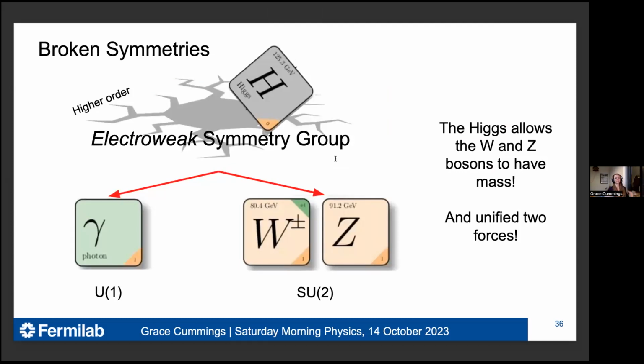And it turns out that the Higgs is what allows the W and the Z bosons to have mass. The Higgs boson broke some larger perfect symmetry group into the U1 and the SU2 that we actually see in the standard model today. And that's why the W and the Z bosons end up having mass.